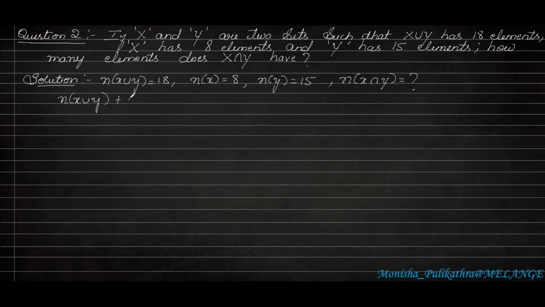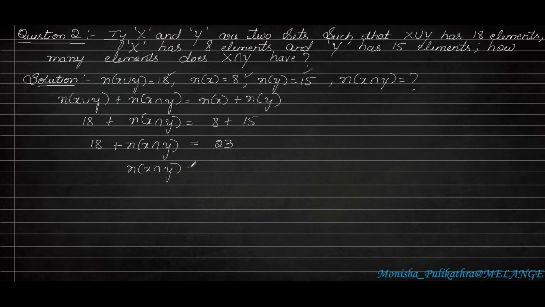n of x union y plus n of x intersection y is equal to n of x plus n of y. So n of x union y is 18, they have given 18, plus n of x intersection y, we have to find out. n of x is 8 plus n of y is 15. So 18 plus n of x intersection y is equal to 23. n of x intersection y is equal to 23 minus 18, I will be shifting 18 to the right hand side. So n of x intersection y is equal to 5. I hope you understood that.